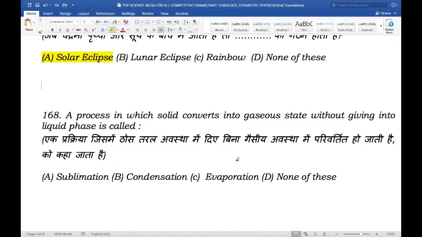The next question. A process in which solid converts into gaseous state without going into liquid phase is called, is it A, sublimation, B, condensation, C, evaporation, or D, none of these? So which of these processes includes the solid converting into gaseous state without going into liquid phase? And that process is called A, sublimation. Sublimation is transforming from solid phase to gaseous without passing through an intermediate liquid phase.